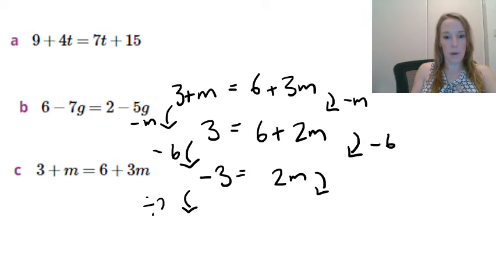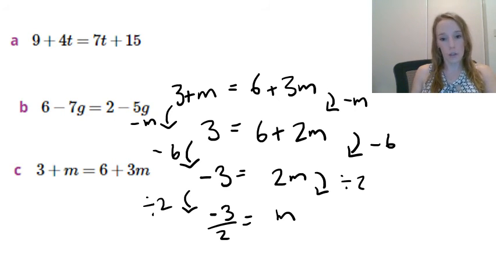So we're going to divide both sides by 2. So negative 3 over 2 equals m. We're just going to leave that answer there in fraction form. That's fine. If you can't divide it, you can just leave it in fraction, or if you've got your calculator handy, you can turn it into a decimal and write it as a decimal. It's up to you, either way is correct.